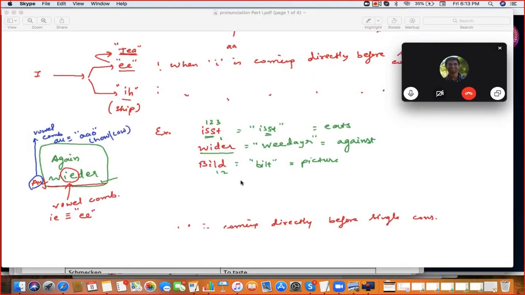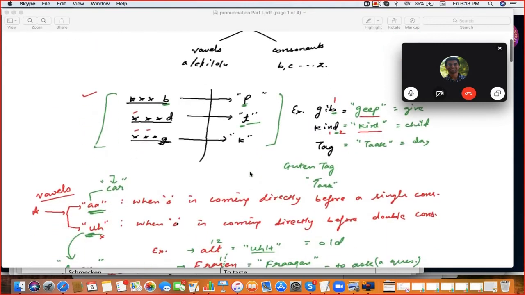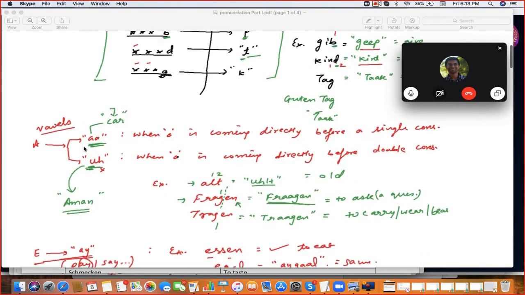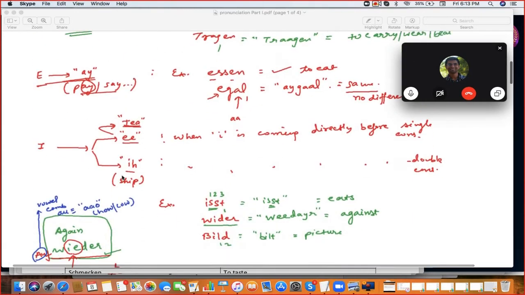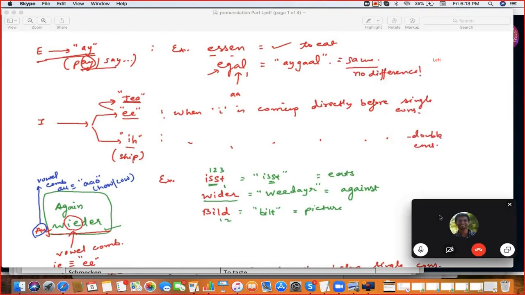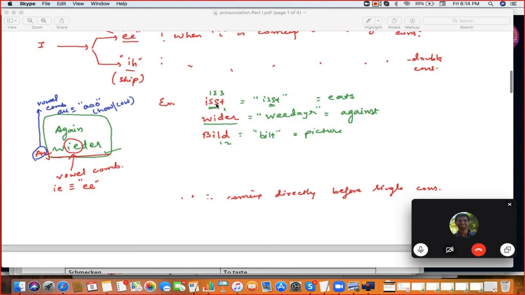So far what we have done, first of all, we did a table, B D G, P T K, then A, that was having two sounds. Then E is having the A sound, and now we have the letter I, which is having two sounds, long E and short E. So, speak these three examples. Ist. Next, wieder and bild. Ist, wieder and bild. D in the end is T, so that is bild.